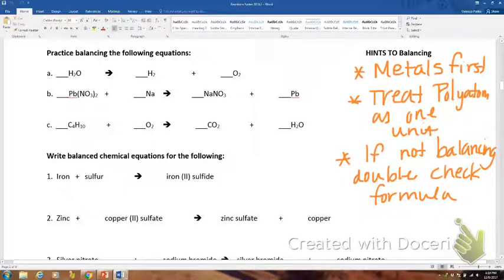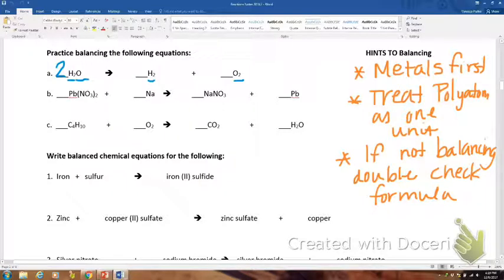Okay? So here we go. We are looking at A, when I have H2O yielding hydrogen and oxygen. So I look and see, my initial is that, yeah, they've got 2 hydrogens here and 2 hydrogens here, so those are balanced. But what's not balanced is oxygen, because I have 2 here and I have 1 right here. So the only way I can fix that is to put a 2 in front.